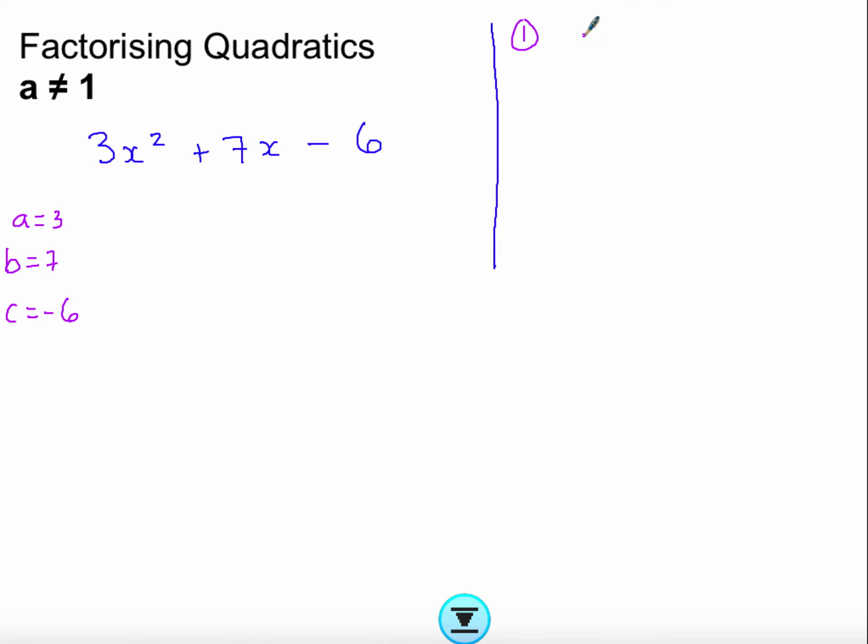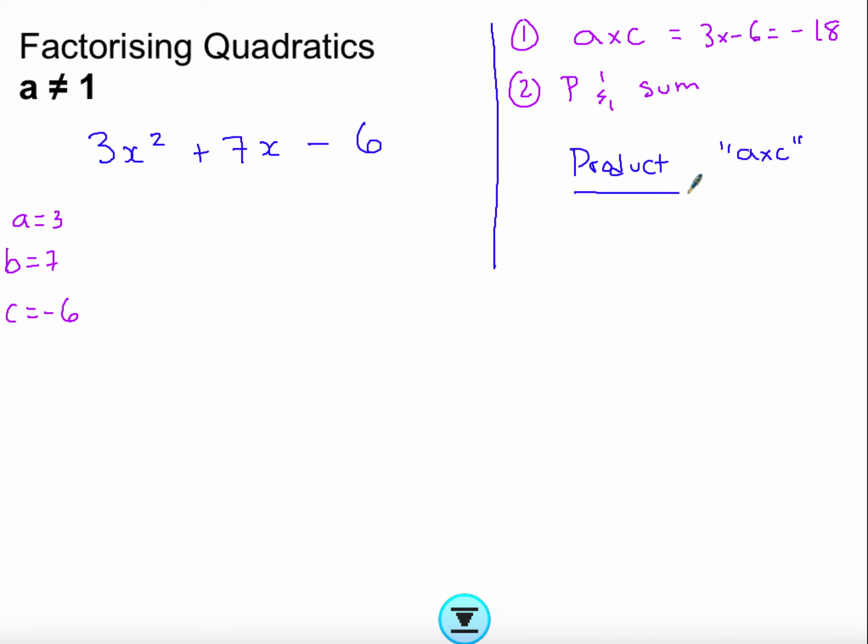the b is 7, and the c is negative 6. Your first step is to multiply your a and the c. And this is going to give me 3 times negative 6, which is negative 18. Your second step will be to use product and sum. But this time, the product is going to be negative 18 instead of the c. So this is where it gets a bit confusing. So the product will be your a times c value. So which two numbers multiply to give negative 18?